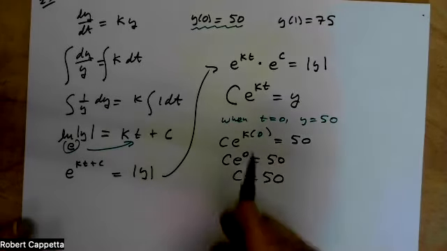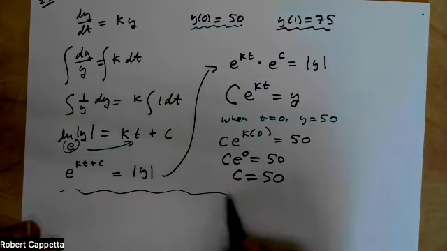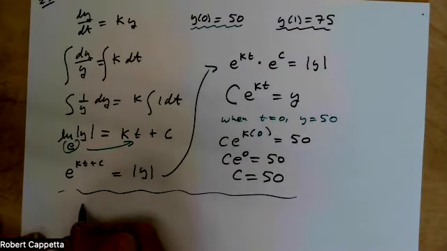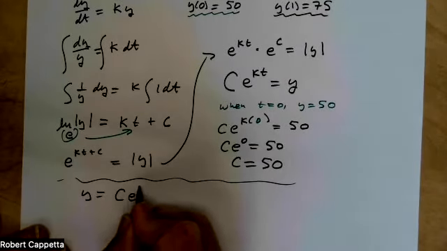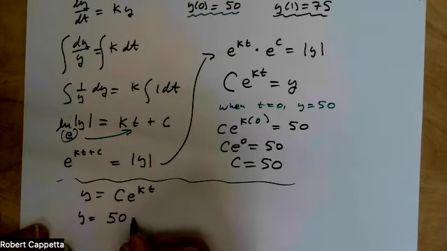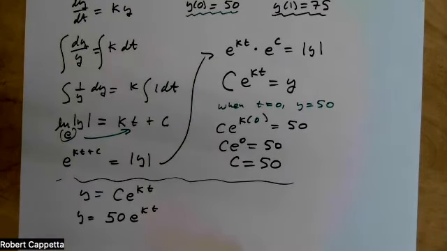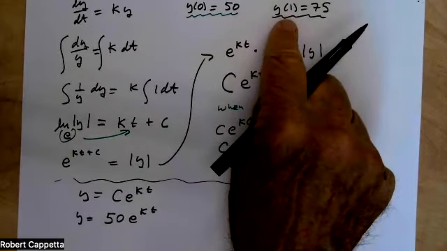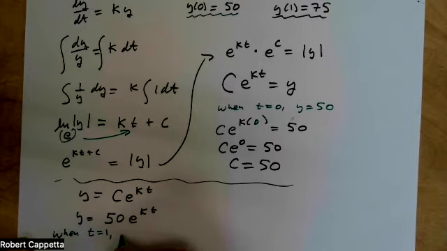Okay. I've got to use my other bit of information, namely that y of 1 is 75. So what we have now is y equals c e to the kt. But c is 50. So y equals 50 e to the kt. Using my information, when t is 1, y is 75.